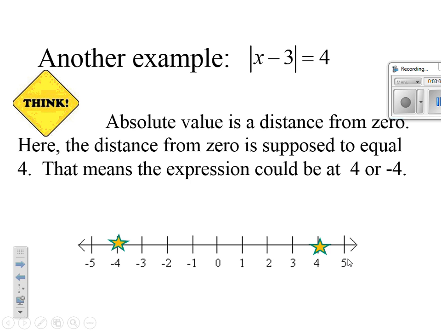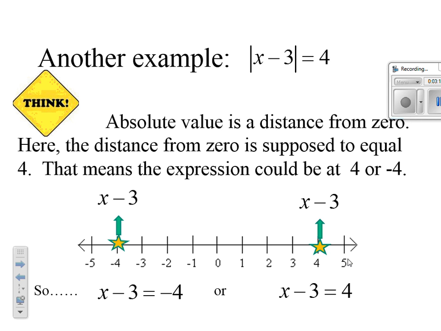If we take a look at the visual representation, it could be at -4 and 4. What does that mean? That each expression is 4 units away from 0. So this expression is 4 units from 0, and this expression is 4 units from 0. Now, what does that mean when we're solving? It means that we can take each expression and set it equal to 4 or -4. And then we will have 2 locations that are a distance of 4 units away from 0.